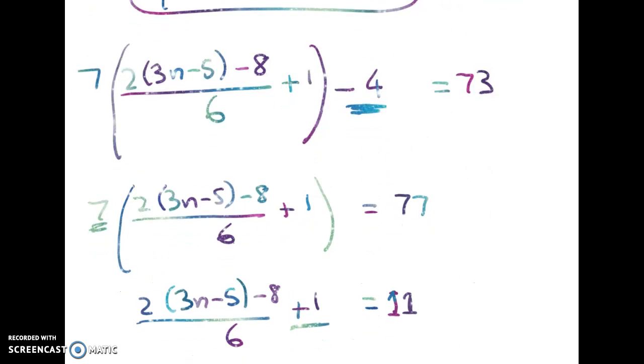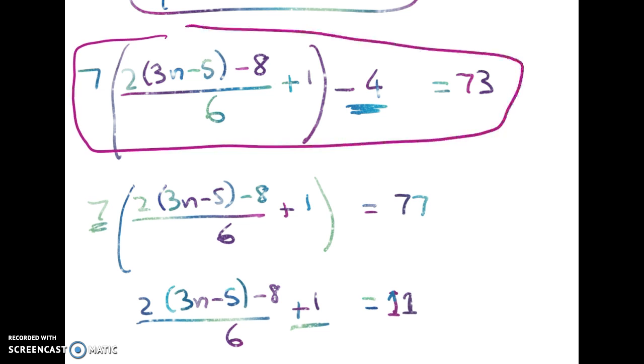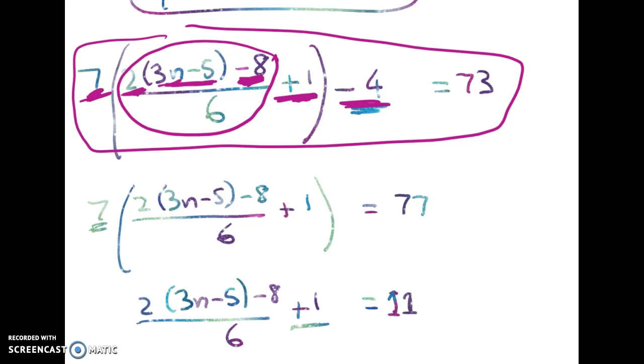So let's go all the way back up to the start. Let's work from the inside out. 3 times 13 is 39. 39, take away 5, gives me the 34. 34 twos is 68. 68 take away 8 is 60. 60 divided by 6 is 10. 10 plus 1 is 11. 11 7s are 77. 77 take away 4 is 73. Yay, it worked. We didn't muck it up.